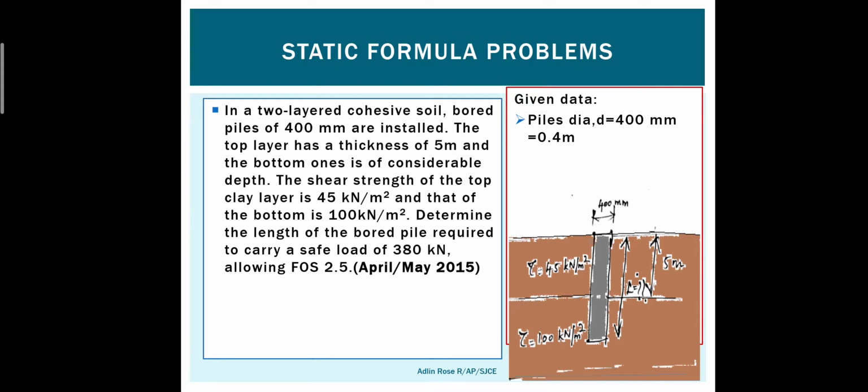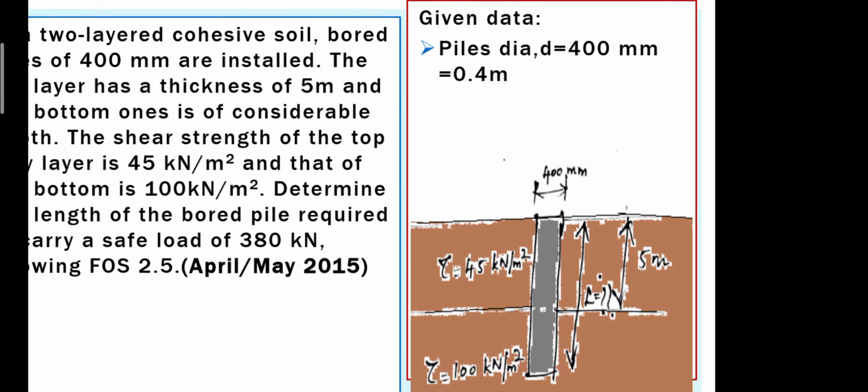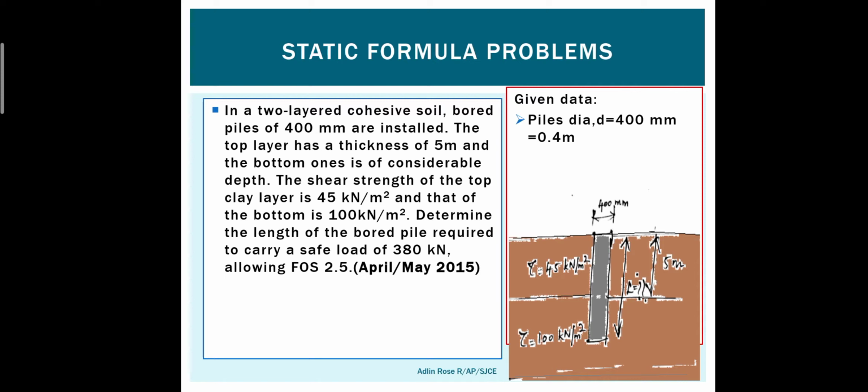Pile diameter is given first of all as 400 mm, which is nothing but 0.4 meter. It has been said at the start itself that the soil is going to have two layers. The first layer is 5 meter, as drawn in the picture. The bottom one is of considerable depth. After the first layer of 5 meter, for the second layer we don't know where it ends. It is not given.